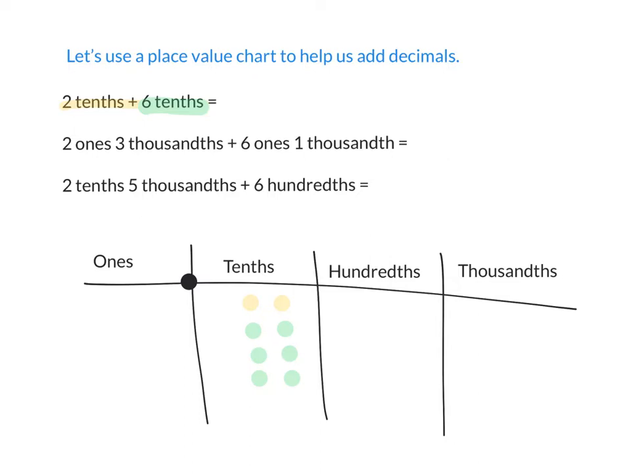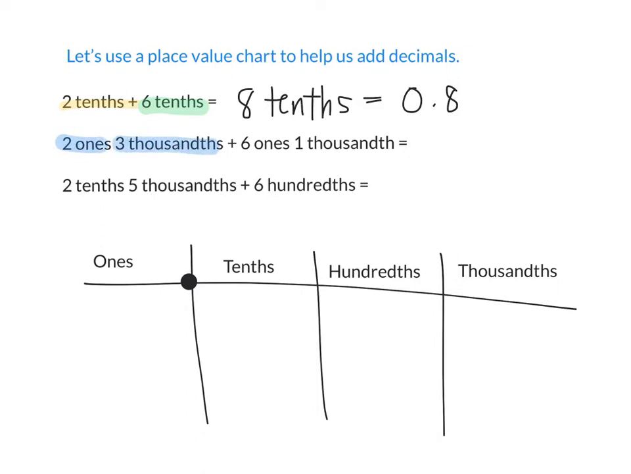All together now, how many tenths do I have? 8. If I count them, I have 1, 2, 3, 4, 5, 6, 7, 8. 8 tenths. So I have 2 tenths, and I add 6 more tenths. What do I have all together? 8 tenths. How can I write 8 tenths using standard form? Well, it's just 0.8.